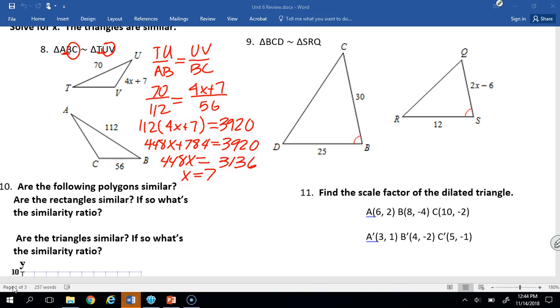Number 9, again, we're going to use our similarity statement to set up this problem. So we have that DB is similar to QS. So DB over QS is going to be equal to CB over RS.